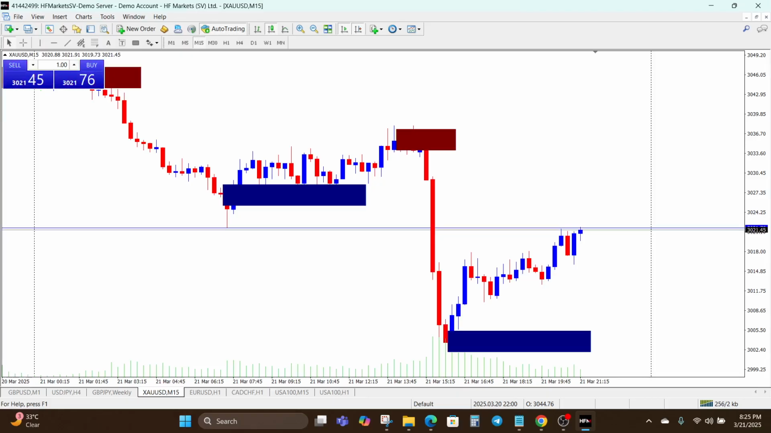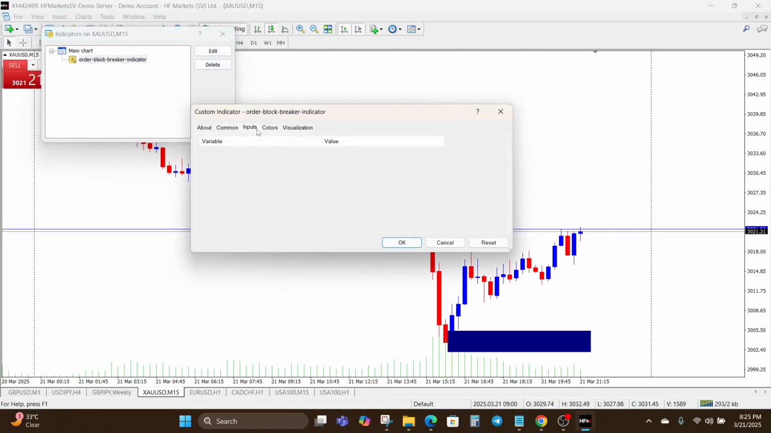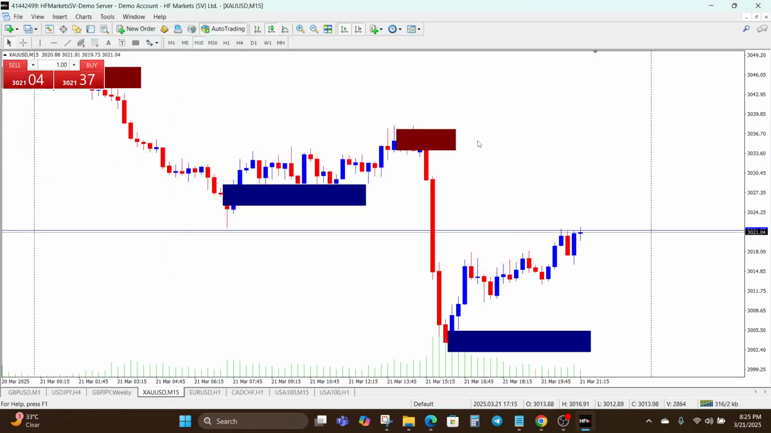Now you might be wondering, how do you use this indicator for trading? The indicator provides real-time alerts through on-screen messages, sound notifications, push alerts. So you can take advantage of all those when you find the options. You can see alerts on current, alerts message, alerts sound, alerts notify, alerts email. So you can actually take advantage of that feature.